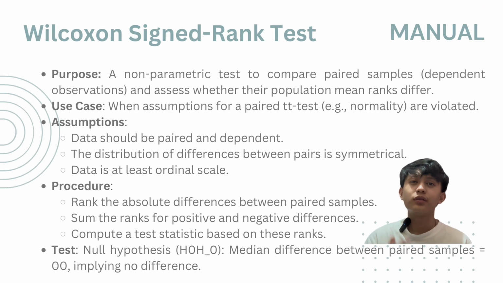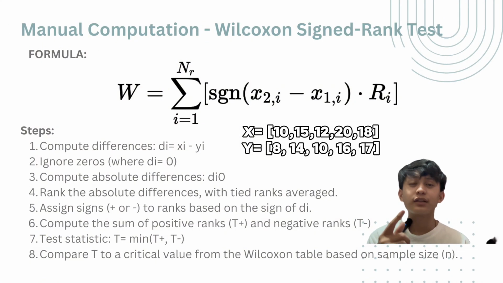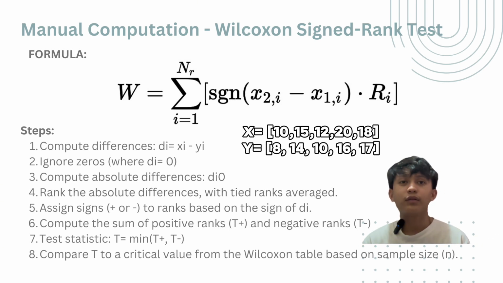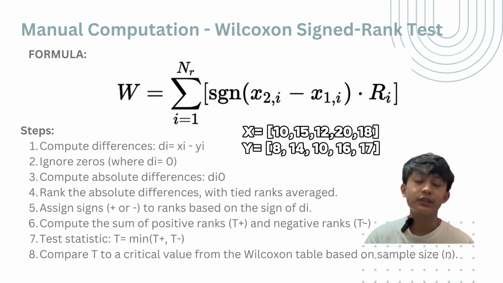Third is the Wilcoxon Signed-Rank Test. The Wilcoxon Signed-Rank Test is used to compare paired samples to determine if their median difference is 0. Our data here represents the anxiety score before, which is x, and after the therapy, which is y. X equals 10, 15, 12, 20, and 18. Y equals 8, 14, 10, 16, and 17.